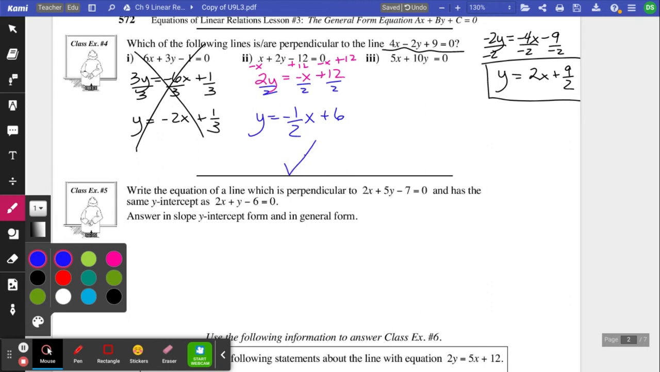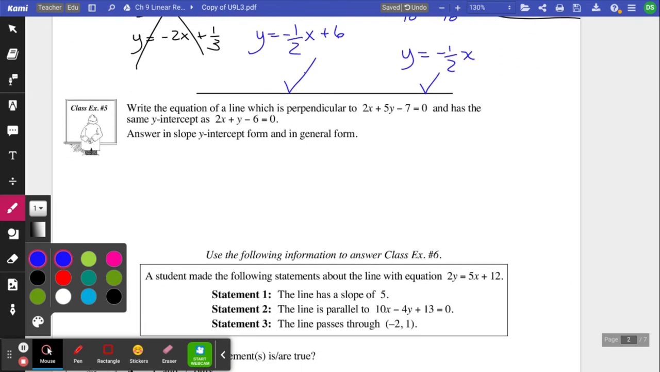I have one more to do. Keep your 10y, move your 5x. Divide 5 by 10, I get y is equal to negative 1/2 x. How about that one? Perpendicular? Opposite slope, negative 1/2 to 2/1. Yes. Okay, rearrange. The quicker you get at rearranging, the easier your life is going to be right here.